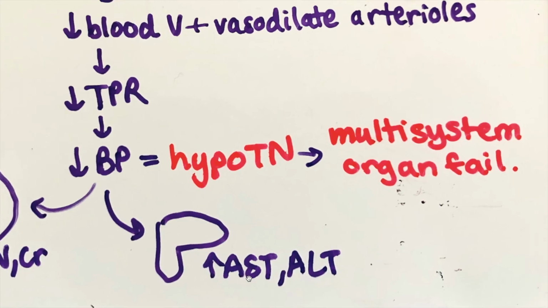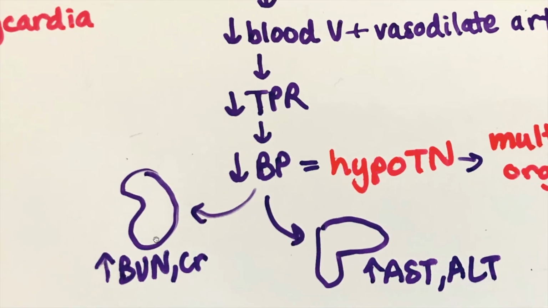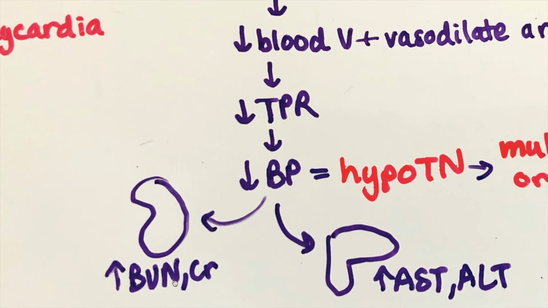And if there's decreased perfusion to the organs because of hypotension, that leads to multisystem organ failure. So, for example, if there's less blood going to the liver, that increases the liver's AST and ALT. If there's less blood perfusing the kidney, that leads to increased BUN and creatinine.